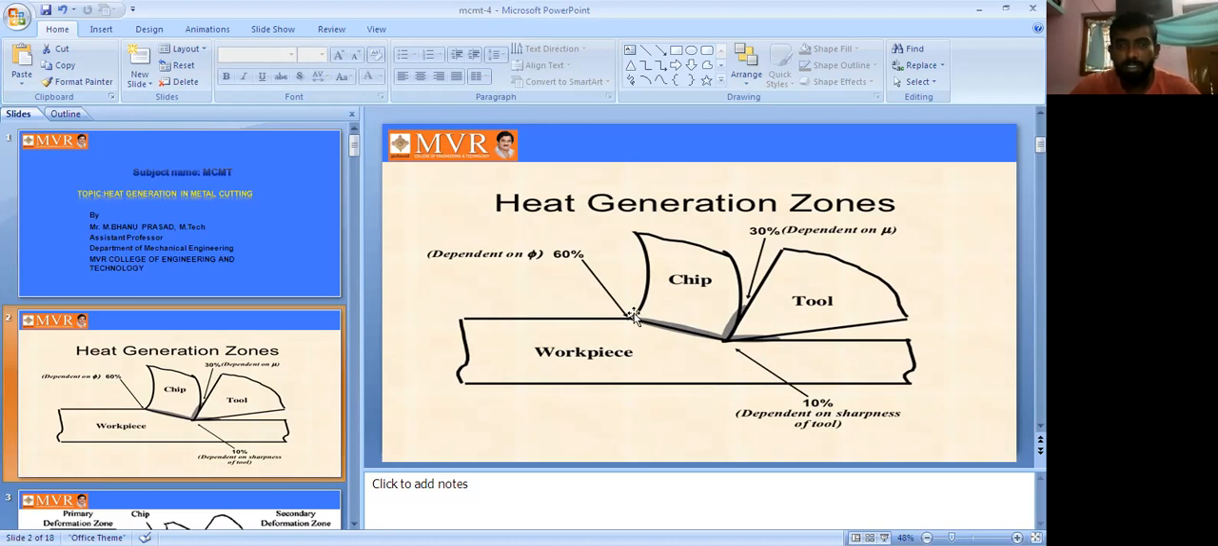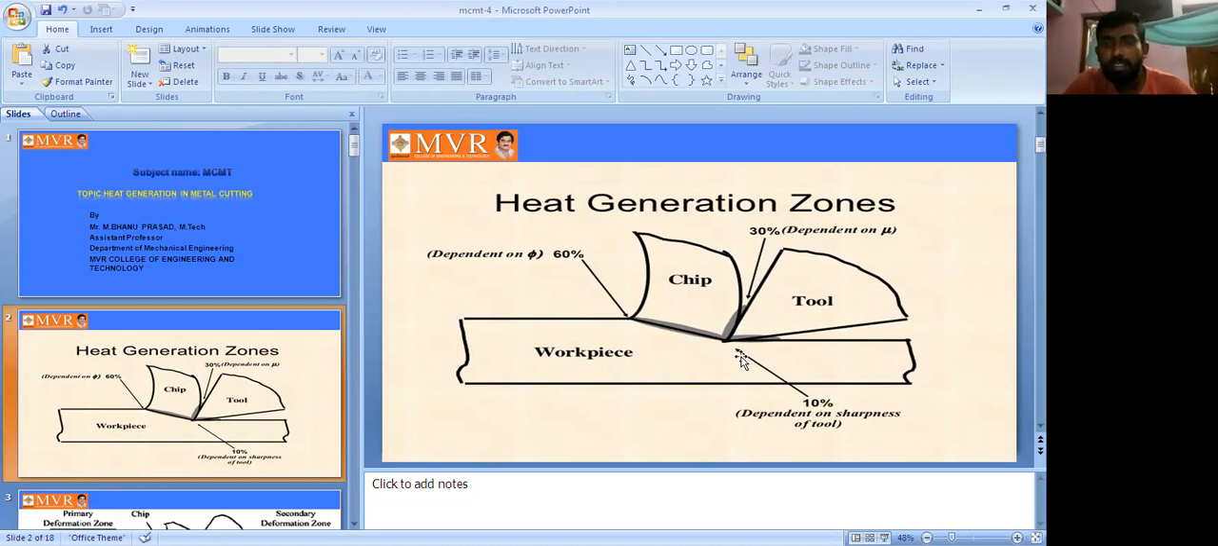So the first one is depending on Pi. Pi is nothing but your primary deformation zone. From this zone onwards, 60% of the heat will be generated here between the chip and the workpiece. This is 30%. This is the secondary deformation zone. So in the secondary deformation zone, the heat generated is 30% only.